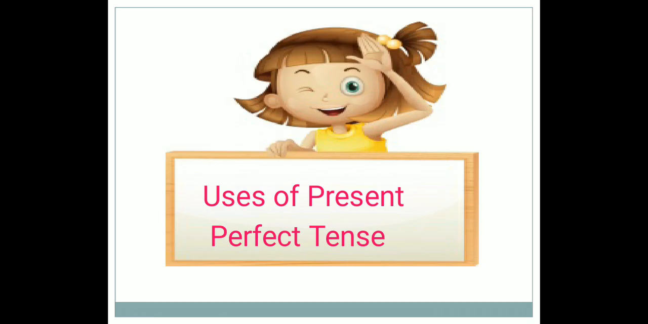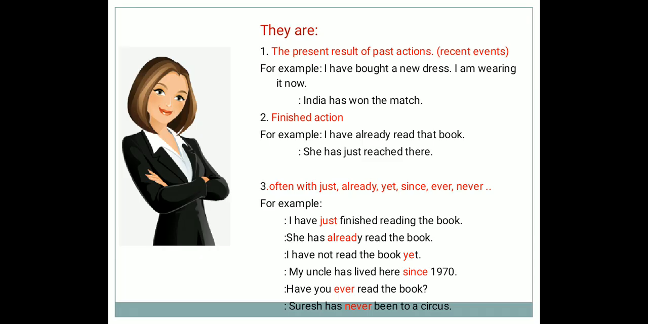Now, it's time to go through uses of present perfect tense. We use present perfect tense in different situations. Let's look at what they are. The first one, we can use it to talk about the present result of past actions. Something that happened in the past is still true at the moment when the speaker is speaking.